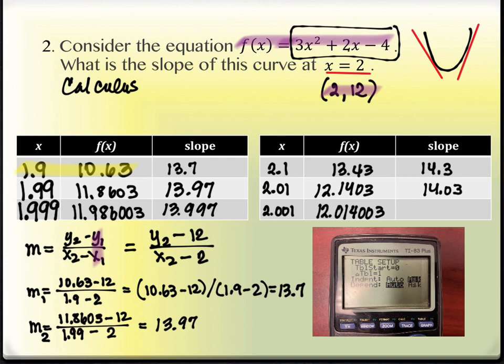Okay, last piece. 12.014003 and then 2.001. What's the last one? 14.003. Yeah. Okay. All good? Okay, so this is all the work.